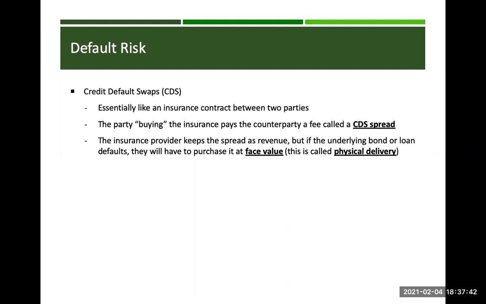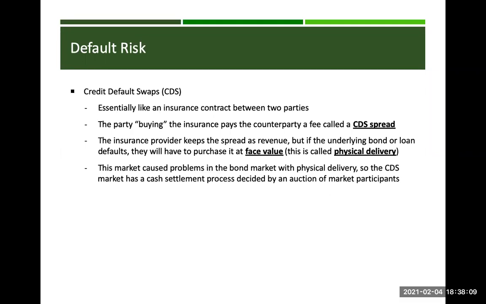I provided an insurance coverage to someone else. The reference entity defaults. I essentially pay full par value for the bonds. My counterparty delivers the bonds to me. Now I have to line up with all the other debt holders and stakeholders to try and get as much value as I can back from these bonds.